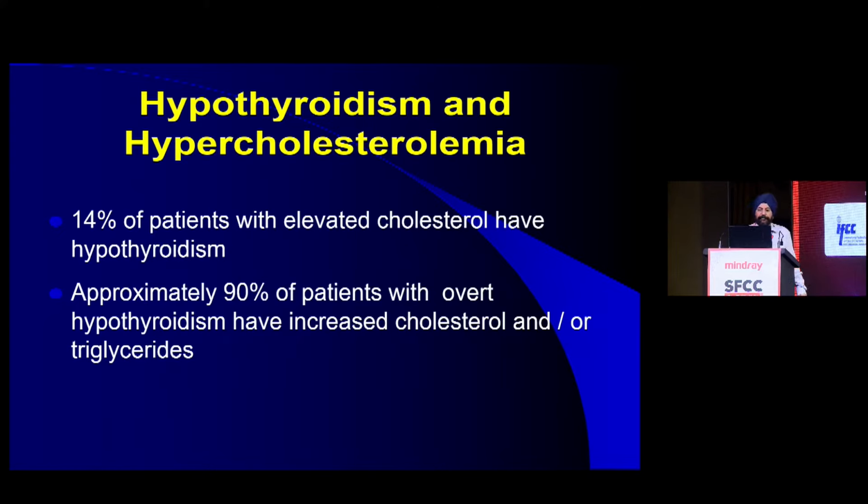Next, hypothyroidism and hypercholesterolemia. 14% of patients with elevated cholesterol have hypothyroidism, but 90% of patients with overt hypothyroidism have increased cholesterol and/or triglyceride. So pretty much in all patients where you detect hypothyroidism, a lipid profile must be done.